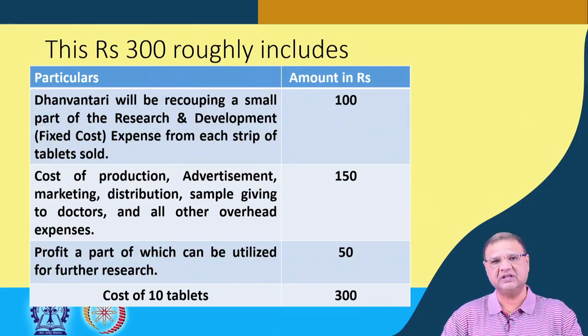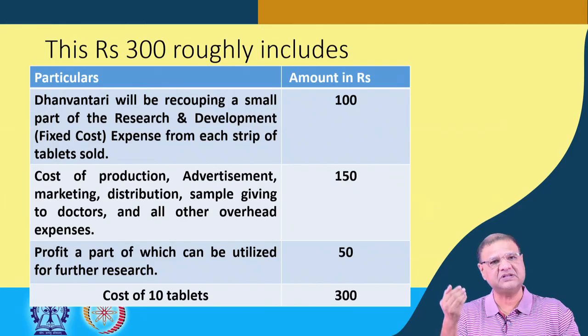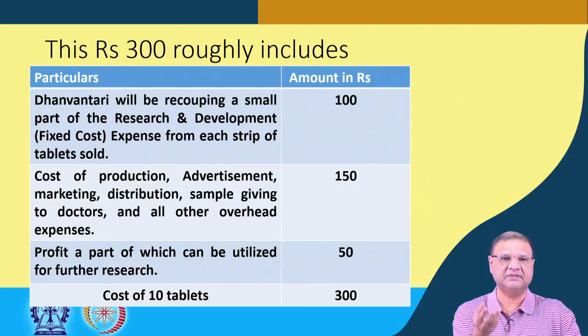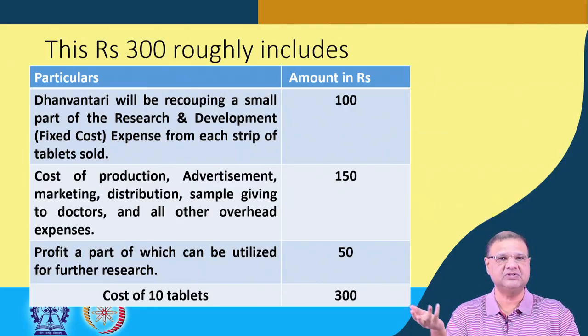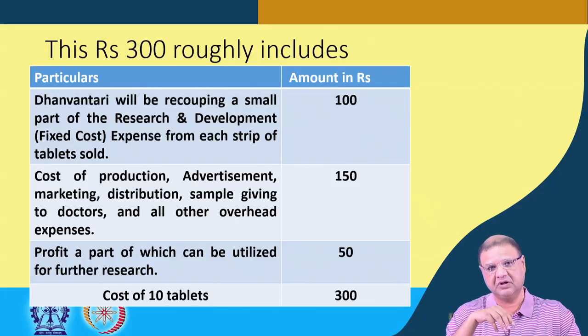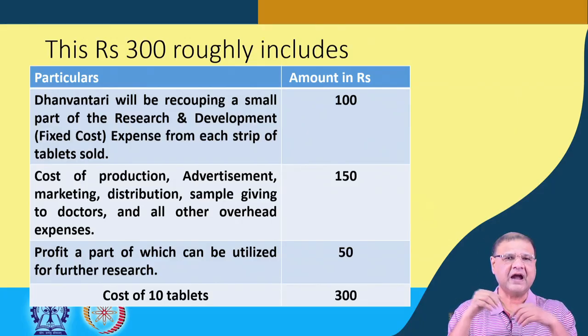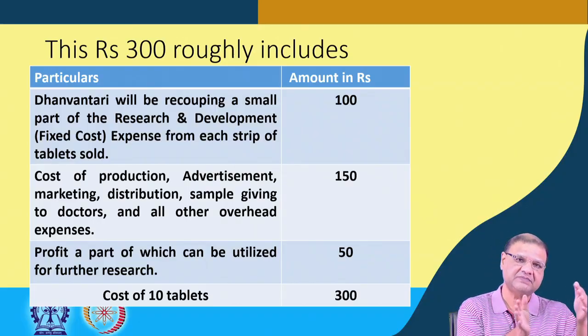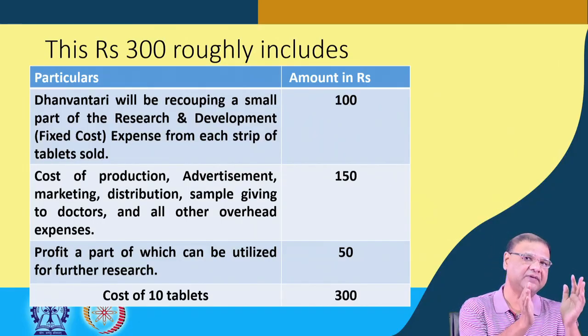Suppose the 150 crore investment which Dhanvantari has made in research and development, they would be trying to recoup a minuscule part of that from each strip of medicine which is being sold in the market. For the time being, assume that it is 100 rupees. Then that is what they have spent for developing the new medicine.